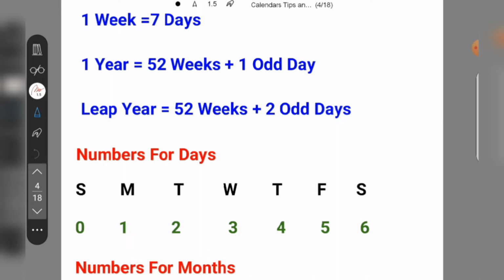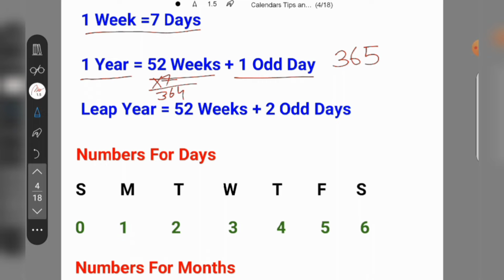The basic one is 1 week equals 7 days. We all knew this one. Similarly, generally 1 year is equal to 365 days, right? So it can be divided into 52 weeks plus one odd day. We knew that 1 week equals 7 days, so 52 into 7 is 364 plus one odd day. Obviously it sums up to 365 days.